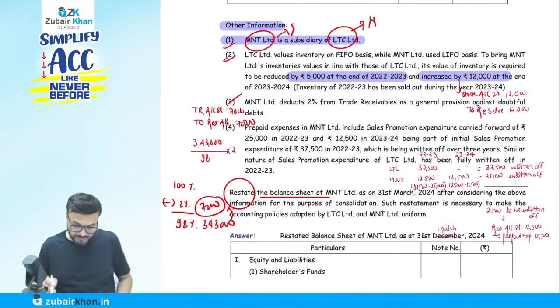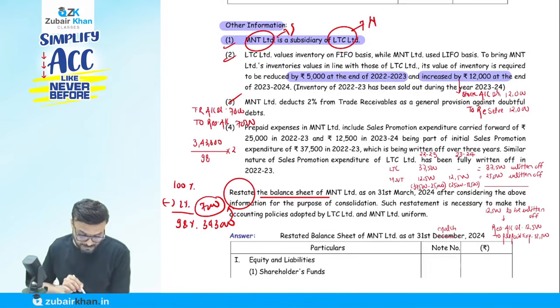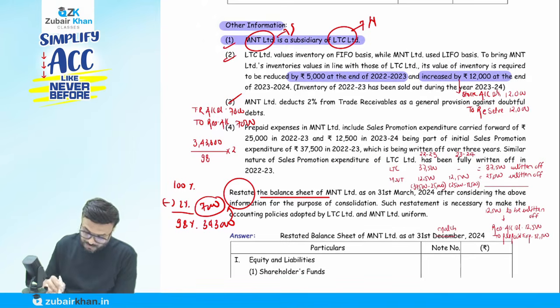Then they say, this is interesting. Let me read it and I'll explain. They say prepaid expenses in M&T Limited include sales promotion expenses carried forward of rupees 25,000 in 22-23 and rupees 12,500 in 23-24, being part of the initial sales promotion expenditure of 37,500 in 22-23, which is being written off over 3 years. Similar nature of sales promotion expenditure of LTC has been written off in 22-23 only. First of all, this is a key word. They use the word carried forward.